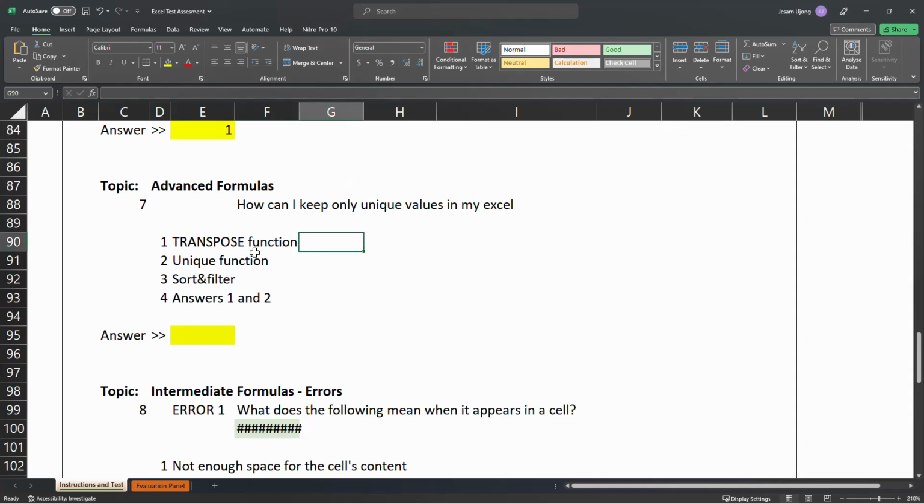Okay, let's look at the seventh question. How can I keep only unique values in my Excel? We have the TRANSPOSE function, UNIQUE function, SORT and FILTER function. Answers one and two. Answers please. How do we keep unique values in Excel? The answer says UNIQUE function.